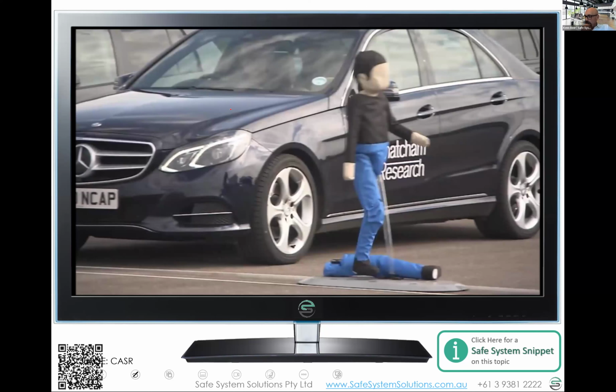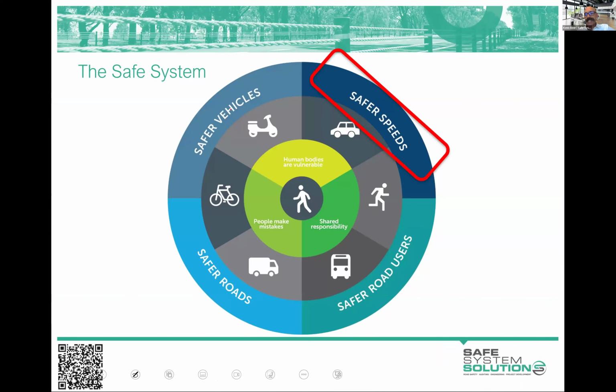Marissa, questions while I jump on to safer speeds? Yeah, we do have a question. Ken, what are your thoughts on the idea of not displaying the 50-kilometre speed limit sign? In Tasmania, there is the idea that it does not need to be displayed.